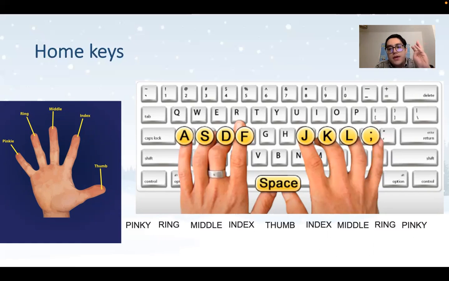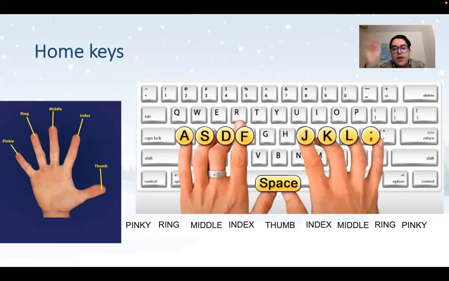So the pinky of your left hand would go on letter A, and the ring finger of your left hand would go on S, and the middle finger would go on D. The index finger on your left hand would go on F, and the thumb of your left hand would go on space. Now that we know about your left hand, let's go to your right hand.